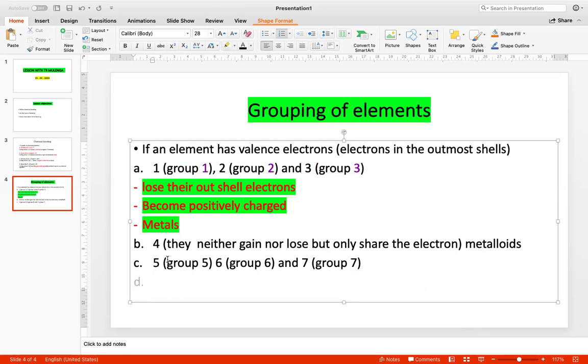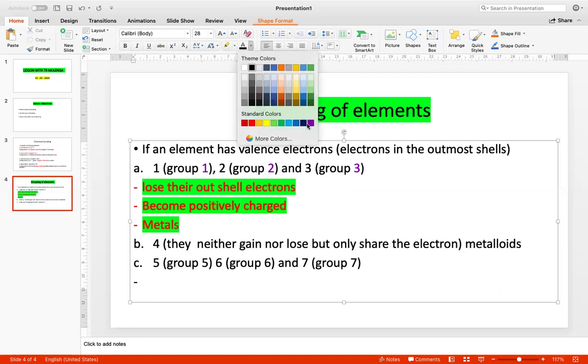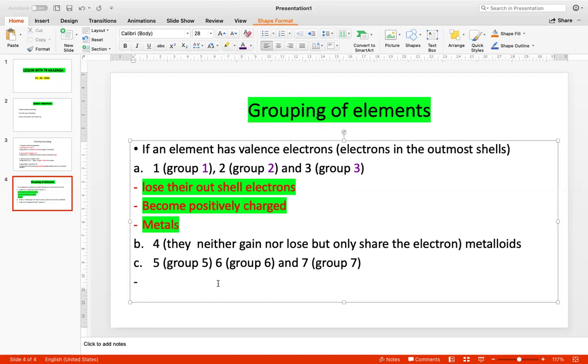But what would we say about these guys? These guys are ruthless. And then what would we say? These guys gain electrons in most cases. But if they can't gain electrons, then it's better they share. But they will never lose. They never lose electrons under normal circumstances.